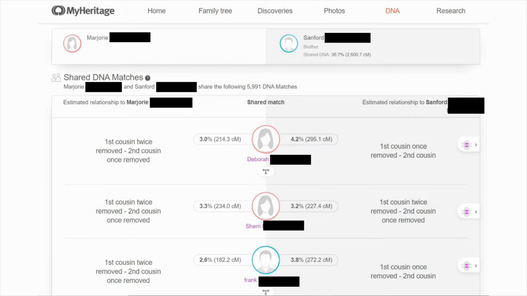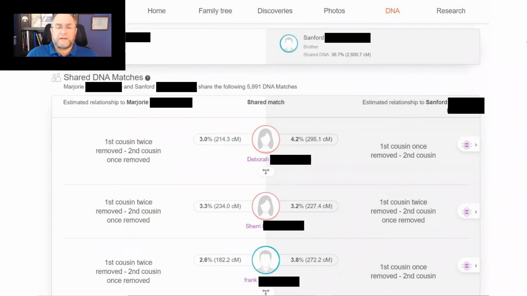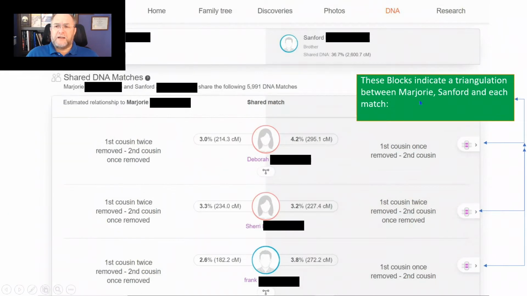Now, I've blocked out everything in the black blocks for privacy reasons, just to make it simple here. This is a brother and sister, Marjorie and Sanford, and they're whole siblings, not half siblings. On this page, you notice that they have this little block on the side here, kind of looks like a signal light. This actually is the area where the triangulation occurs. So these three individuals all triangulate to Marjorie and Sanford in certain chromosomes that are the same, and therefore considered triangulated, or ones you can usually attribute to, or try to attribute to, most recent common ancestors.